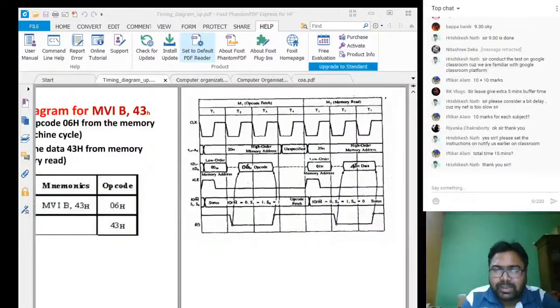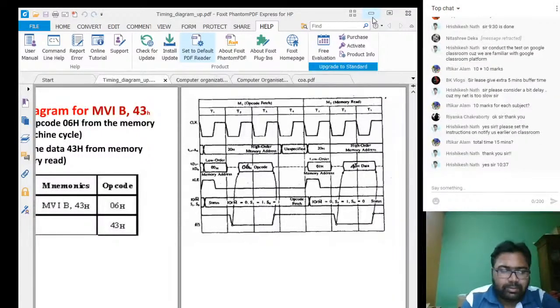Presently it is showing 10:36 a.m. in my browser. So all of you can synchronize your watches and your laptops with that particular time, so that later on you don't get confused about this time frame.